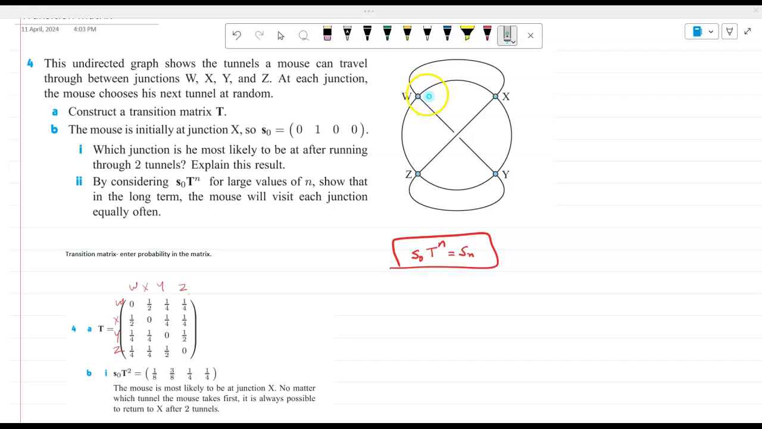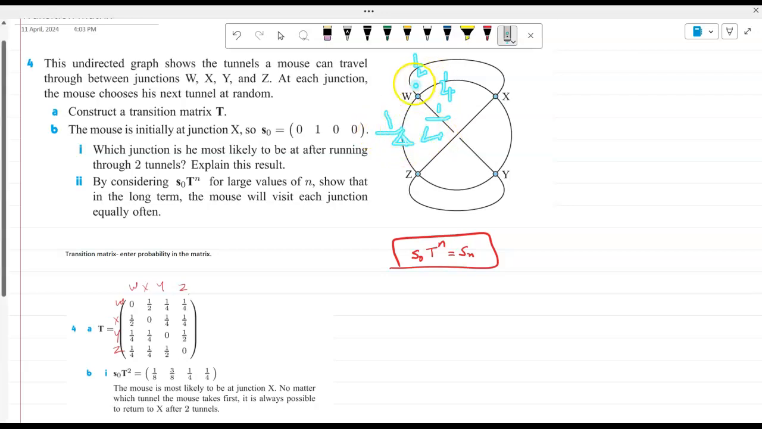Okay, now listen. First of all, from W, how many routes are there? 1, 2, 3, 4. There are 4 routes from W. There are two from X. Each will be 1/4. The probability of each will be 1/4.